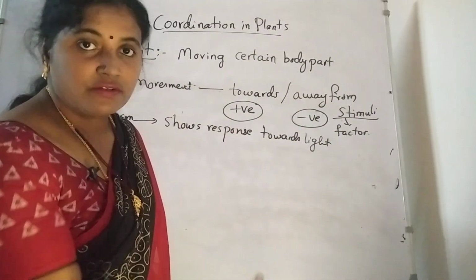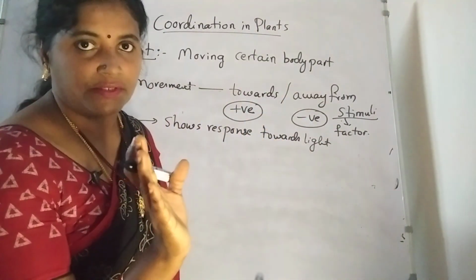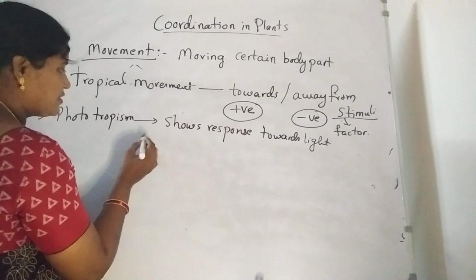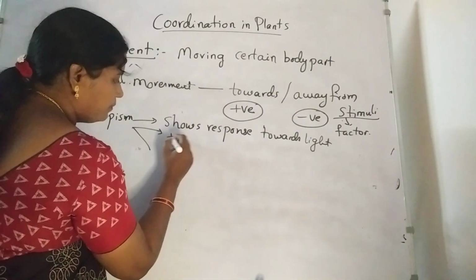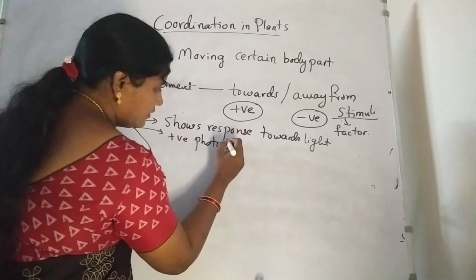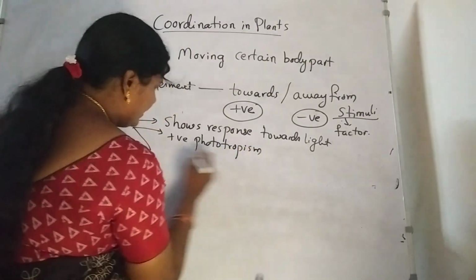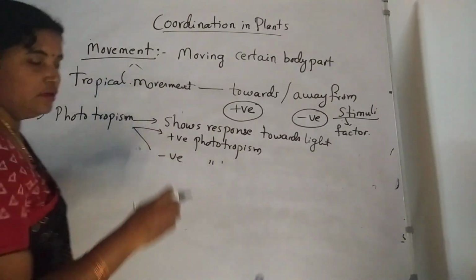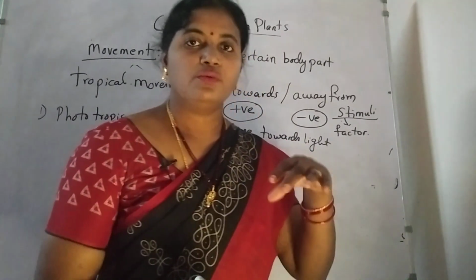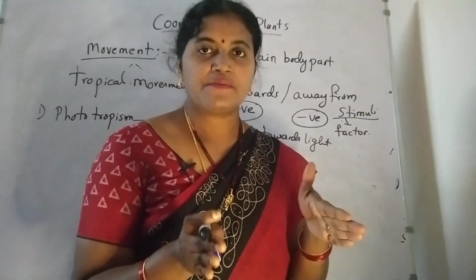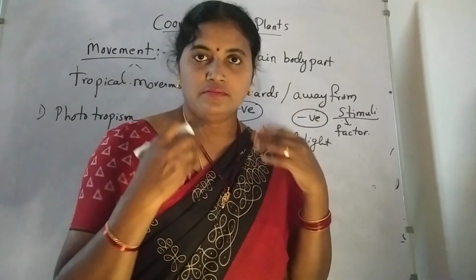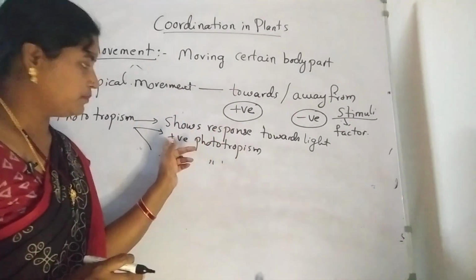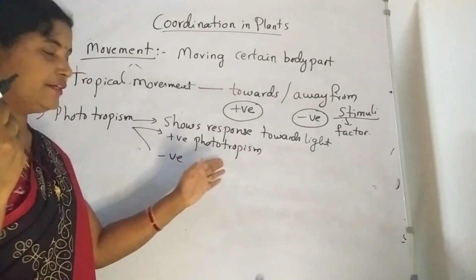If it is showing towards the light, it will be positive phototropism. If it is showing away from the light, it is known as negative phototropism. So phototropism is again divided into two types: positive phototropism and negative phototropism. Simple. Phototropism means the movement of the plant in response, towards or away from the stimulus. If towards, positive phototropism; away, negative phototropism.